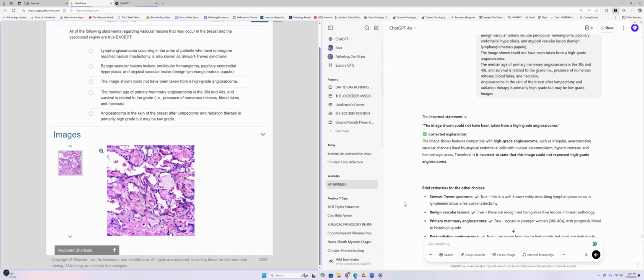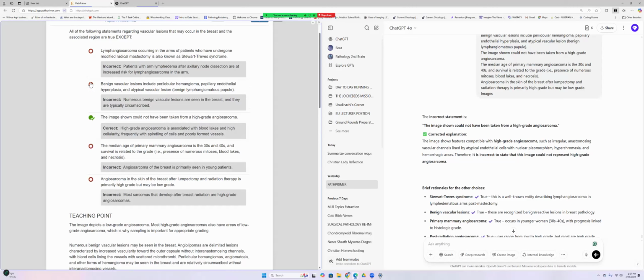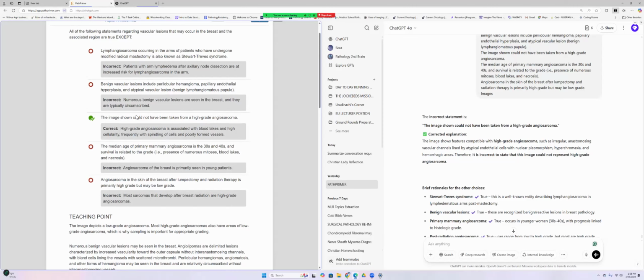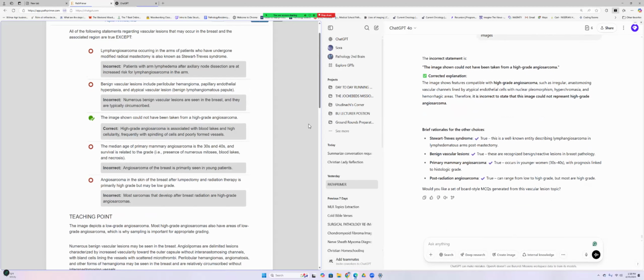Now, benign vascular lesions include perilobular hemangioma, papillary endothelial hyperplasia, atypical vascular lesion, and benign lymphangiomatous papule. Do you know how all these things look? I want to be sure it is the answer. Let's be sure. Okay, it's the answer. Now, do you know how these things look like? Papillary endothelial hyperplasia, I have an idea how that looks.